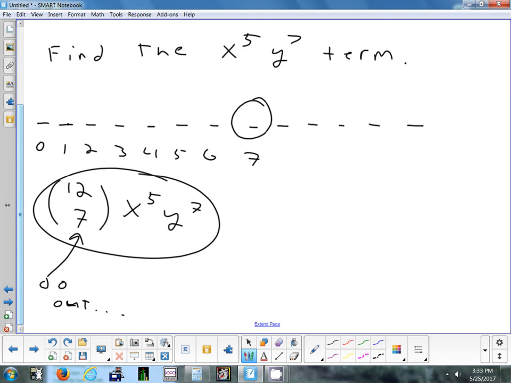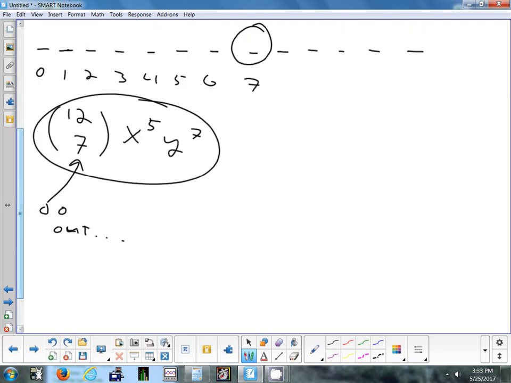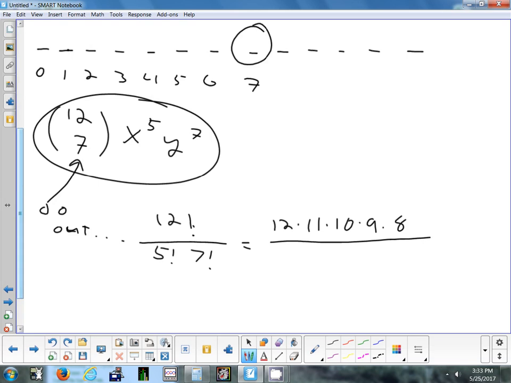Do you want me to do that one out, or do you think you could just do it out? Sure. All right, so what would go in the top? 12 factorial. Yep. And in the top, everything from what down is going to cancel. And what's still left in the bottom? 5 factorial.